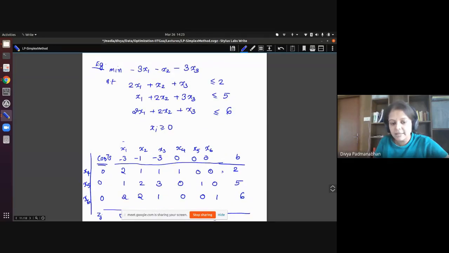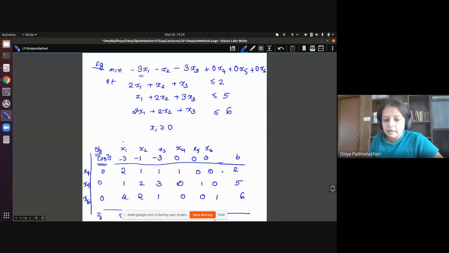So what I've written here is the costs corresponding to each of these variables. So this is in the objective, the objective costs, and this corresponds to the first column. So you have a cost of minus 3, and for the second one, x2, you have a cost of minus 1. And x3 has a cost of minus 3. And x4, x5, x6 are additional variables, the slack variables, so it's as if there is a 0 cost for them. That's why these costs are 0.